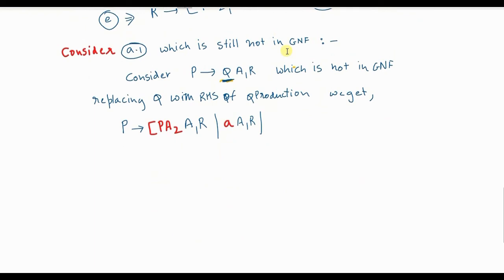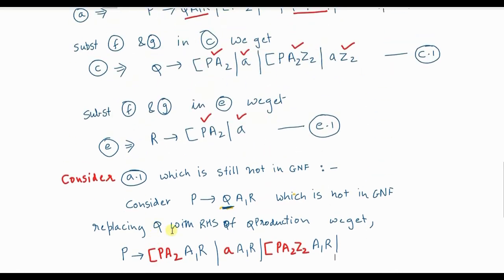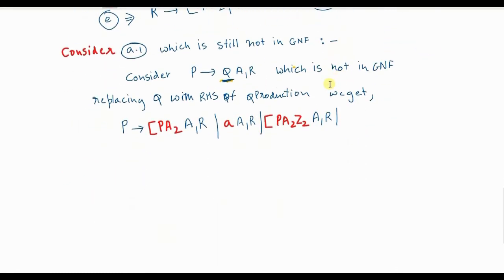So opening bracket PA2Z2 will be replaced in place of Q, and what will come at the end will be A1R. This term is also in GNF. Are all the terms over? No, there is another term AZ2. So then finally Q will be replaced with AZ2 followed with A1R. Okay, so this is the new production.